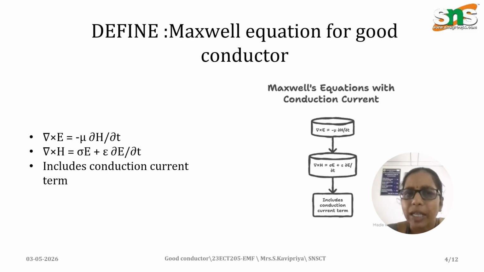And next one is the Maxwell equation for good conductor. It is represented as del cross E, del cross H, which contains a term E and H, where E is electric field intensity, H is a magnetic field intensity, sigma is a conductivity. So it contains the conduction current terms.